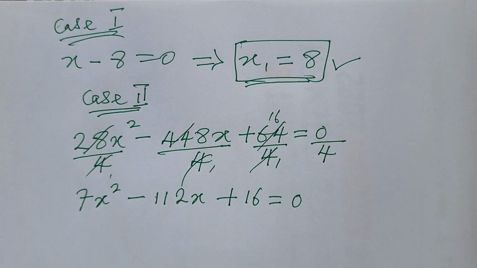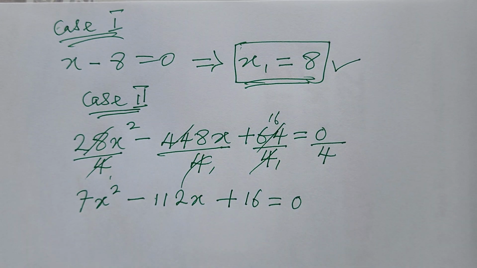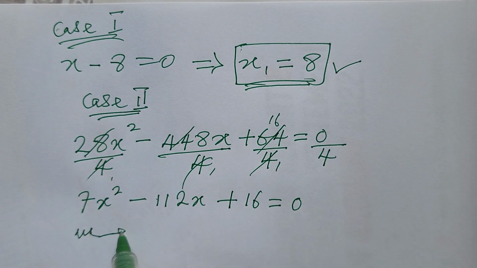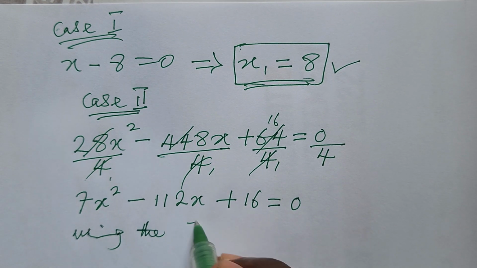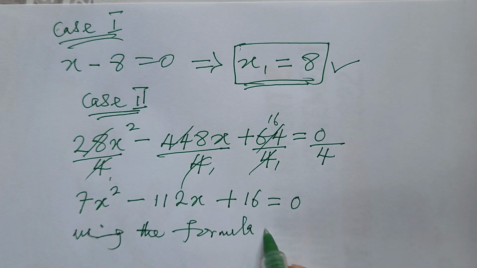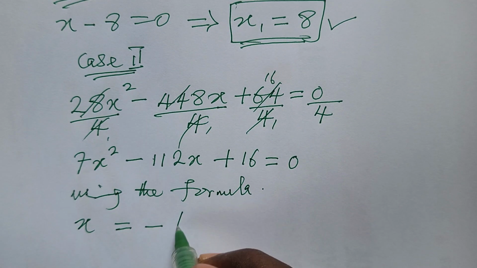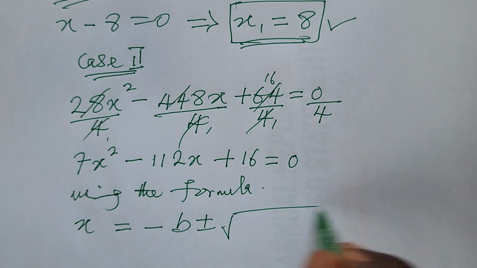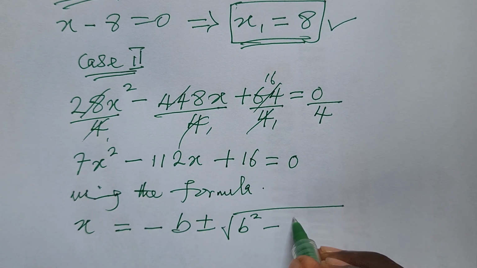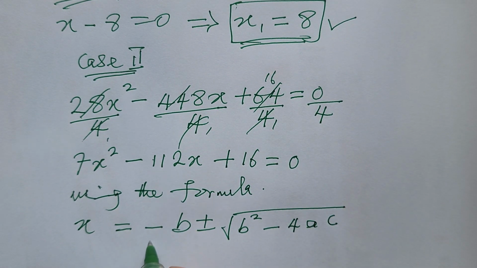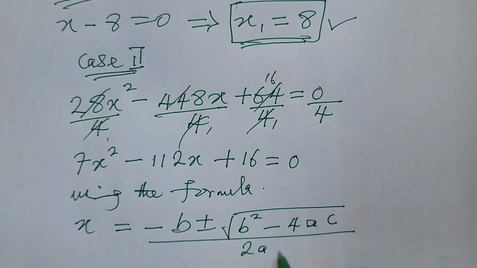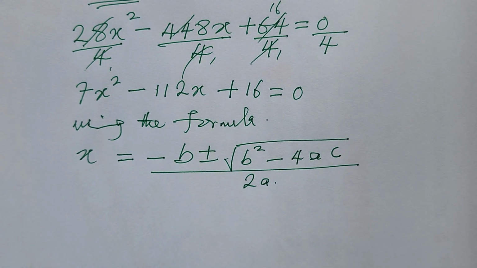So this is a quadratic equation. How do we get the value of x2 and x3? So we solve using the quadratic formula. So here we say using the formula method, we're going to have our x equal to minus b plus minus the square root of b squared minus 4ac, everything all over 2a. Just bring out the value of a, b, and c to this equation, and we solve it.